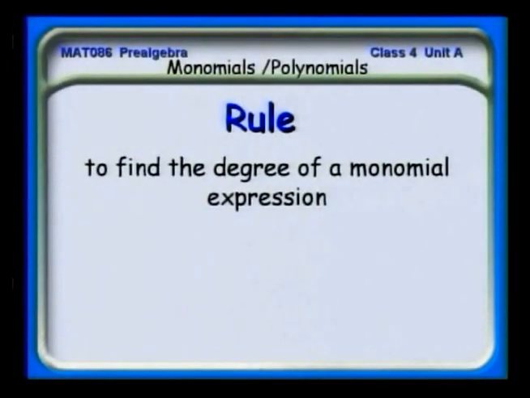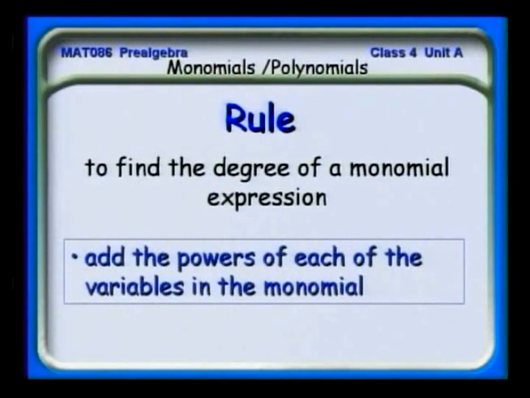Here's a rule. To find the degree of any monomial expression, we add the powers of each of the variables of the monomial, just as we did in the previous example.